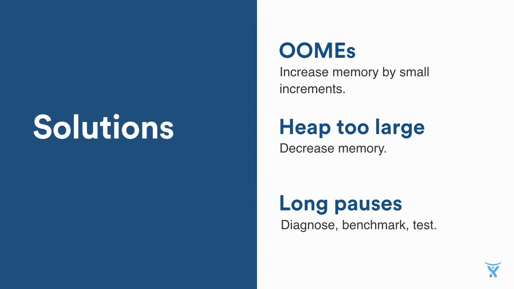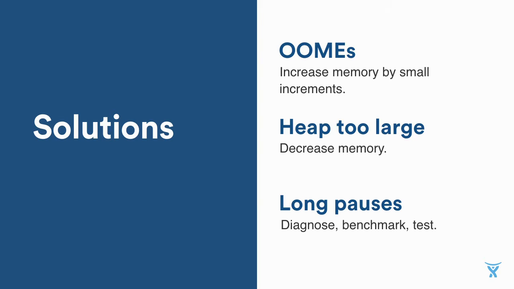So how do you solve these problems? Well, out of memory errors, if it's Java heap space, it's probably just because your heap is too small. So increase that heap, but do it by small increments, and keep an eye on the logs as you do. Your young generation pauses will get longer, and if you're using serial or parallel, so will your full collection pauses.